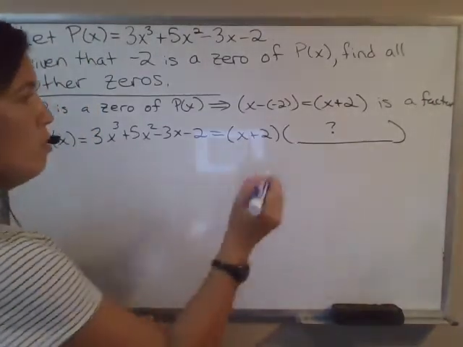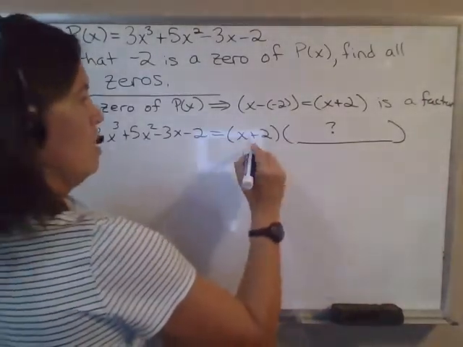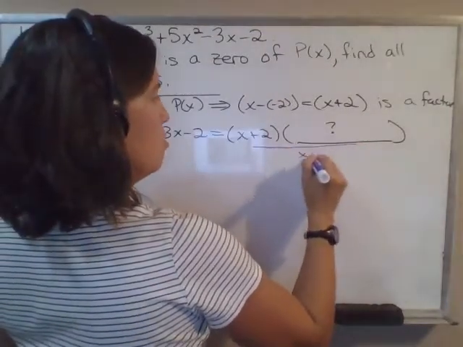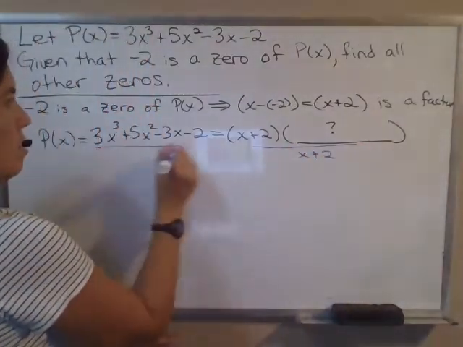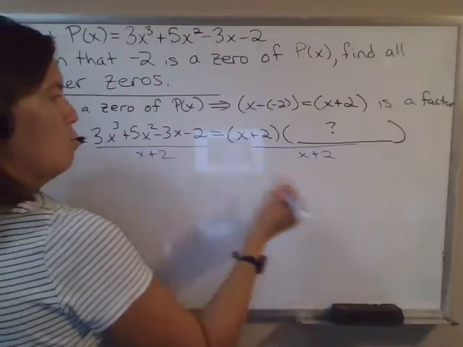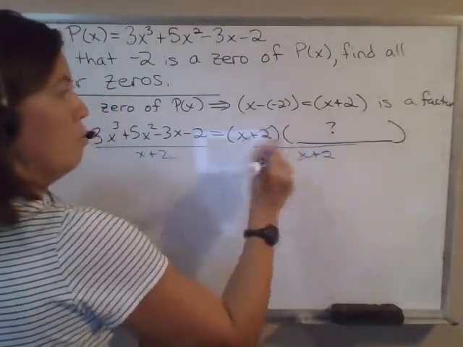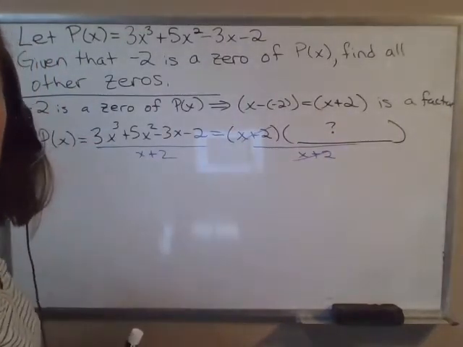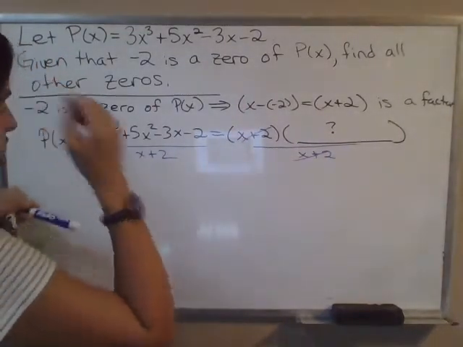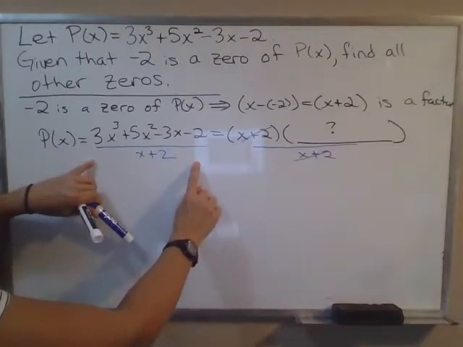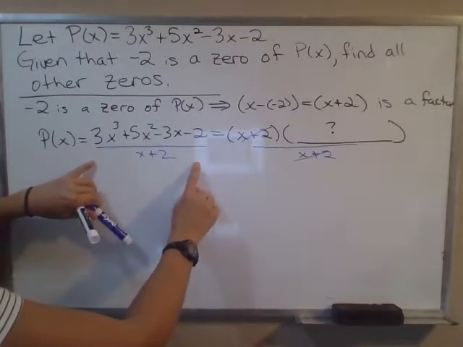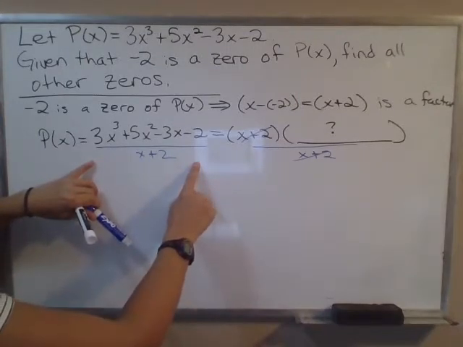So the way we could do that is to take this equation and divide both sides by x plus 2. If we divide both sides by x plus 2, then whatever we get when we perform this division will be equal to the missing factor. So that's the plan. Now, to actually perform this division, we do have the option of using synthetic division.